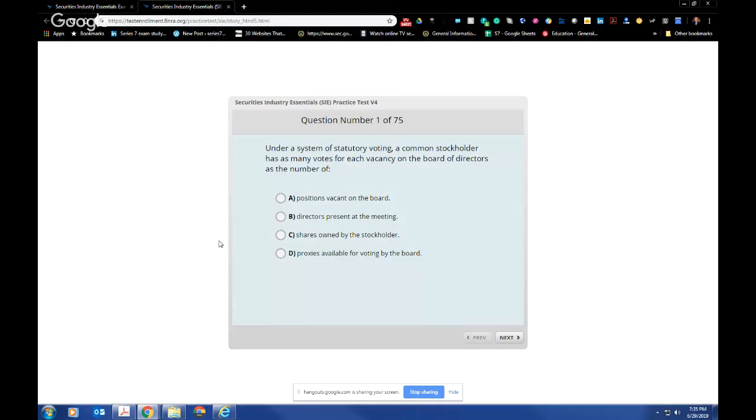So under a system of statutory voting, a common stockholder has as many votes for each vacancy as the number of shares owned by the stockholder. That better be the answer. Okay. On to number 2.